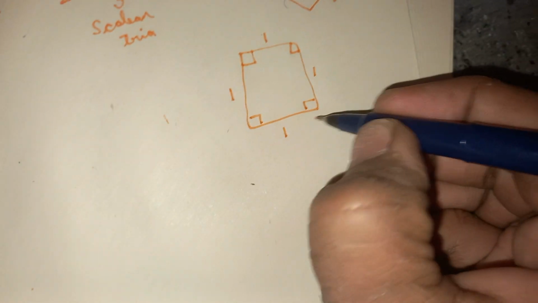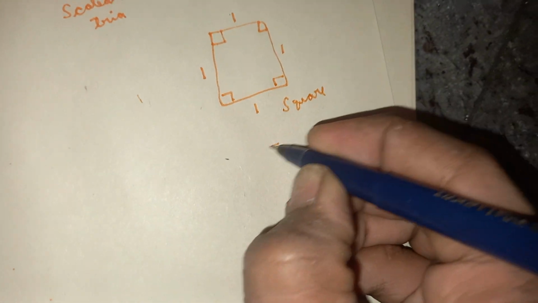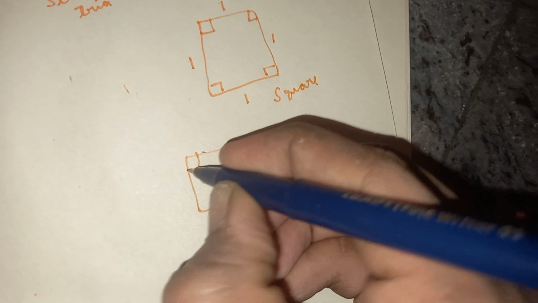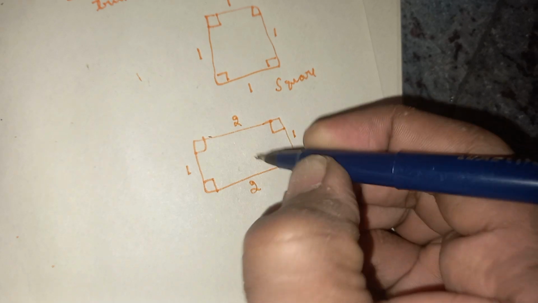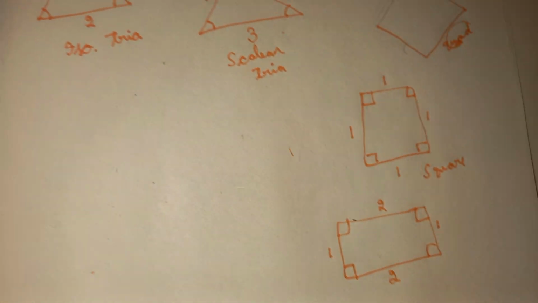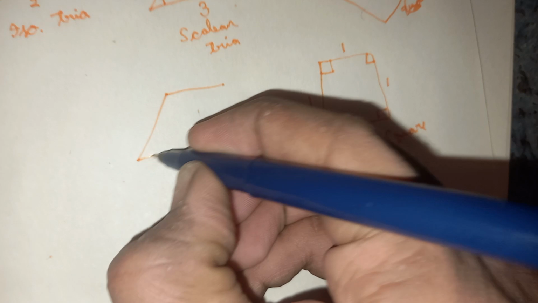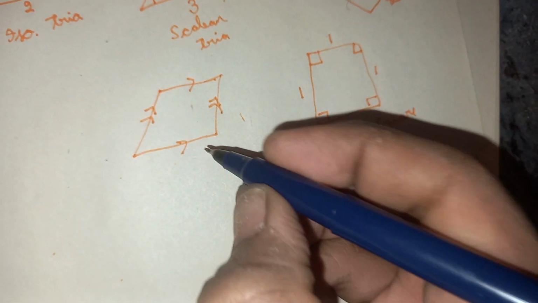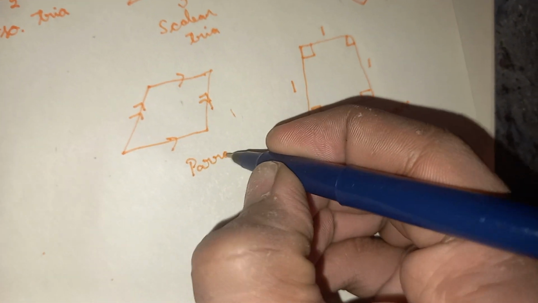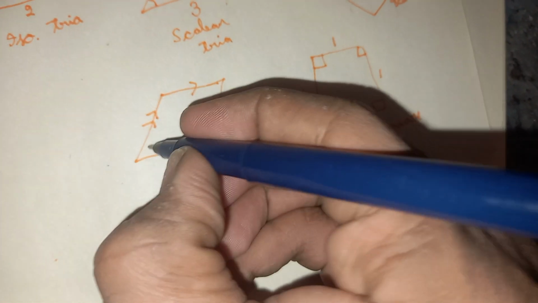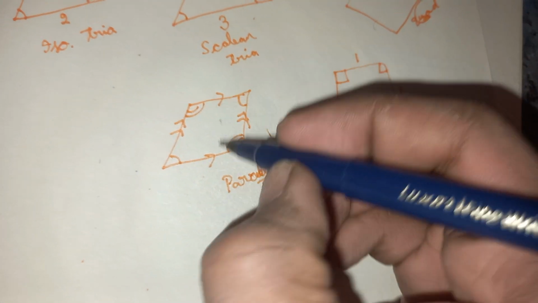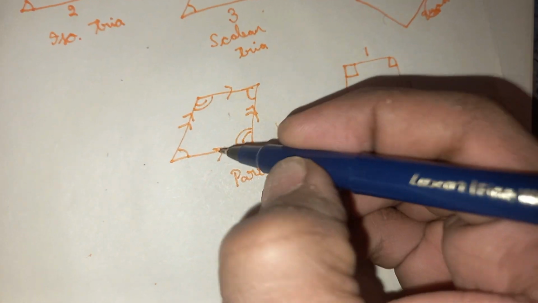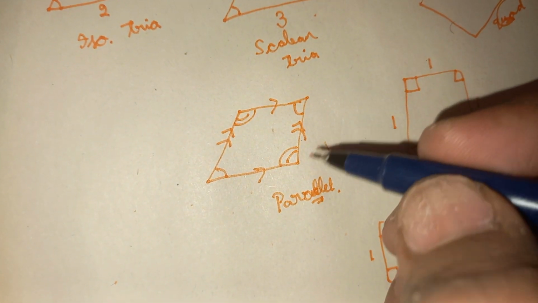After the square, the next shape is the rectangle. In a rectangle all four angles are equal to 90 degrees, but only opposite sides are equal. These two opposite sides are equal and these two opposite sides are equal. One more shape is the parallelogram. If two parallel lines run across two other parallel lines, they form a parallelogram. In a parallelogram opposite angles are equal, and opposite sides are equal and parallel.